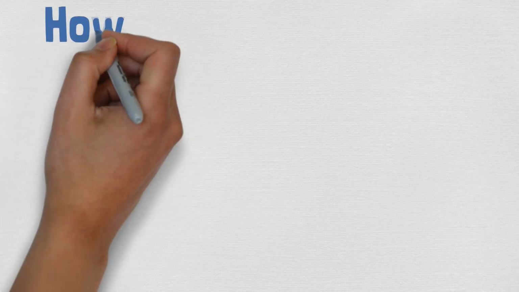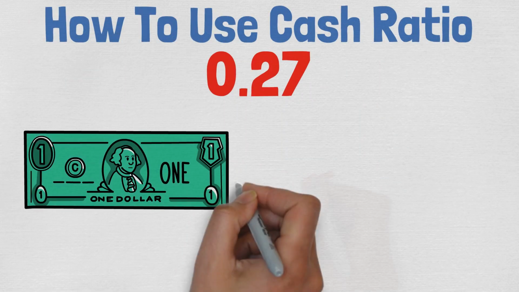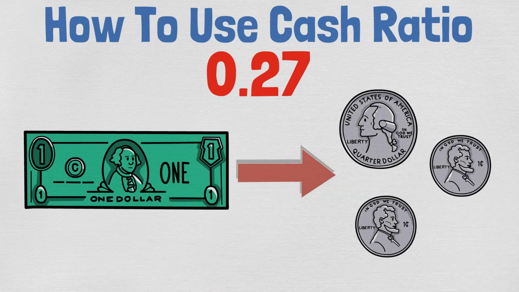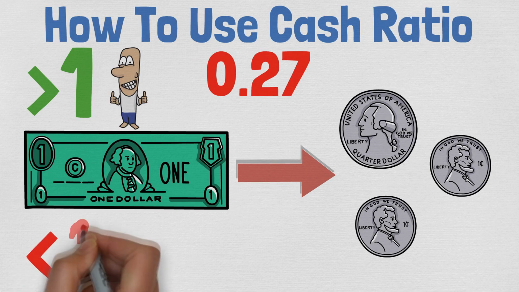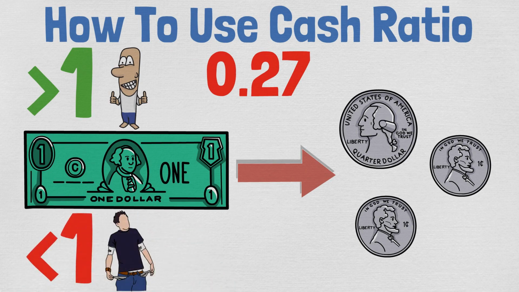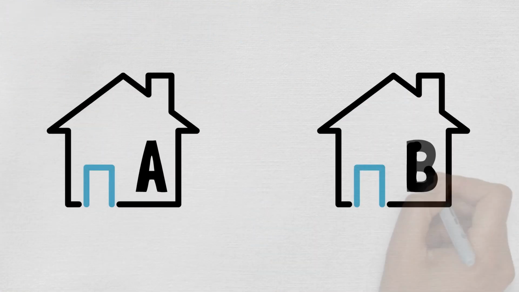So what does the 0.27 cash ratio mean? It means that for every $1 of current liabilities, Intel has only 27 cents of cash and cash equivalents. If the cash ratio is over 1, it means that the company has enough cash to pay all of its current liabilities, and if the cash ratio is less than 1, it means that the company does not have enough cash to pay all its current liabilities. You can use the cash ratio to compare different companies within the same industry.